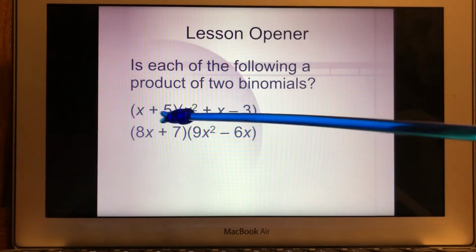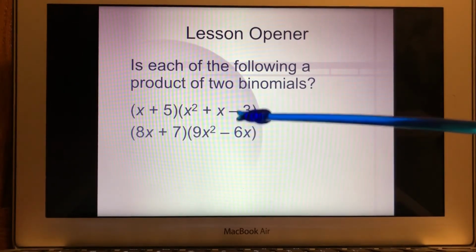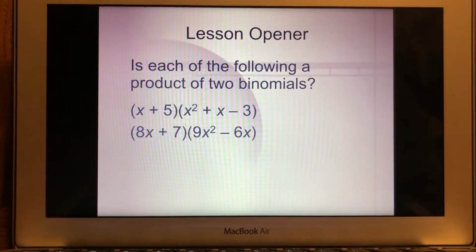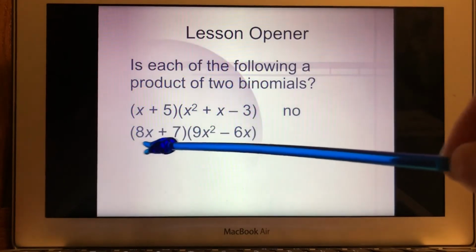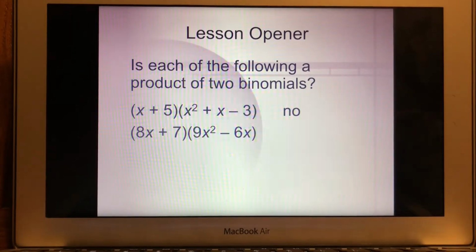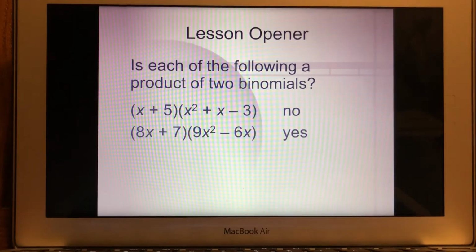Here we have a binomial, but this one has 1, 2, 3 terms, so we have a binomial times a trinomial. So no, that is not two binomials. Here we have two binomials, and here we have two binomials. So yes, this is a product of two binomials.